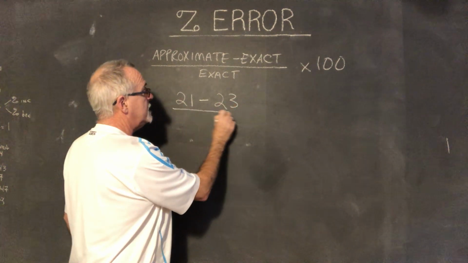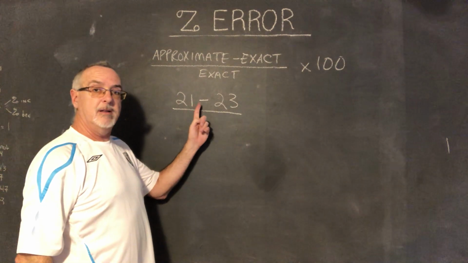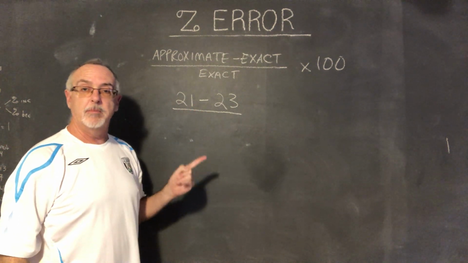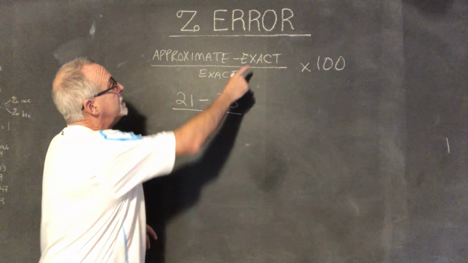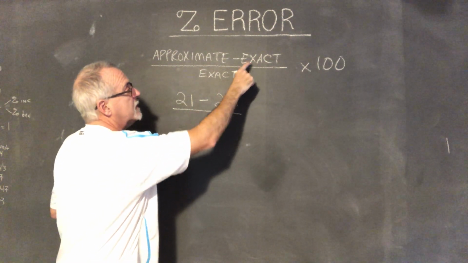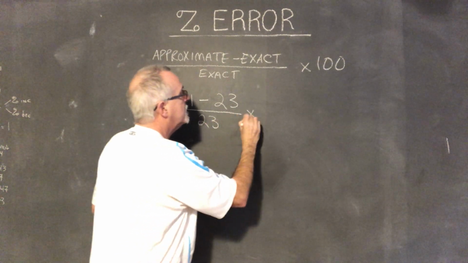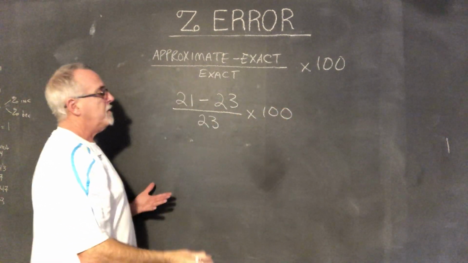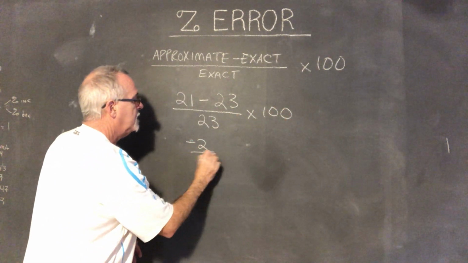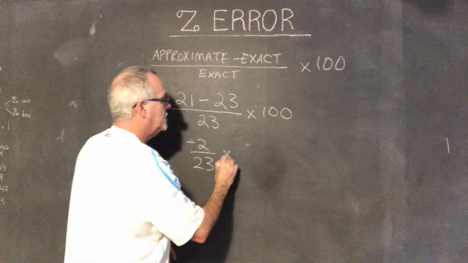So this time, the guess is smaller. We are going to get a negative number and then ignore it. And since the exact goes in two places in the formula, I need to write another 23 here, times 100. 21 minus 23 is negative 2 over 23 times 100.